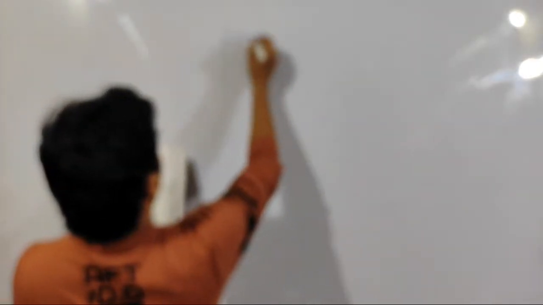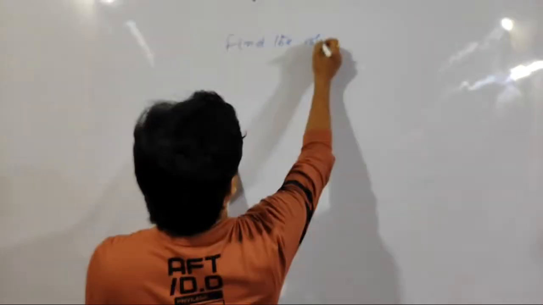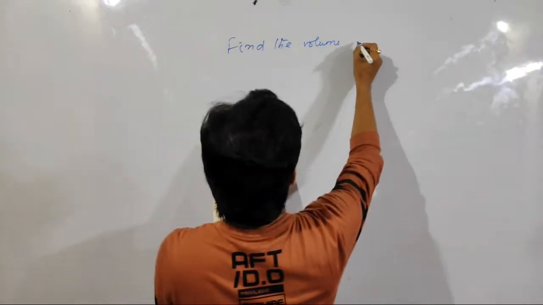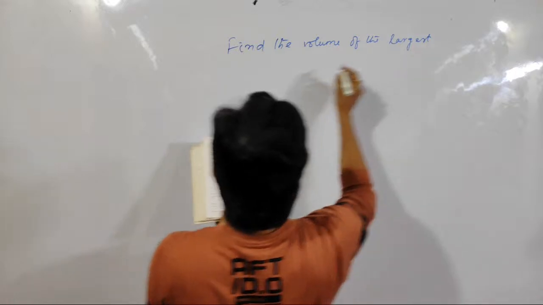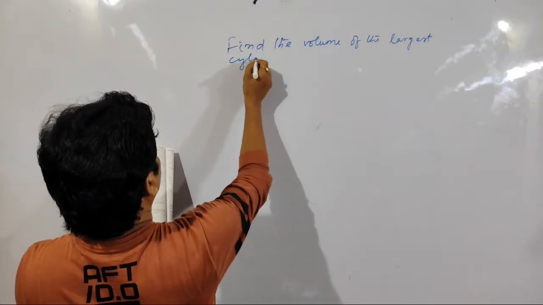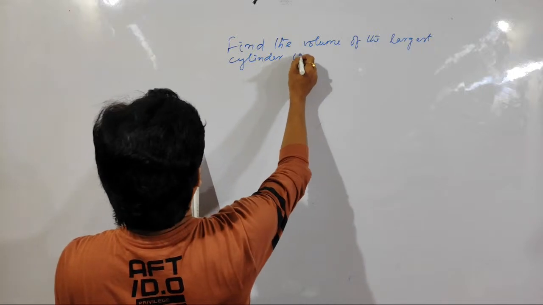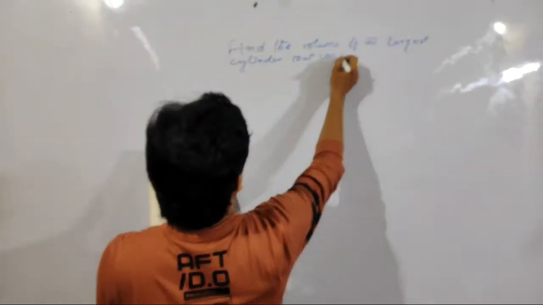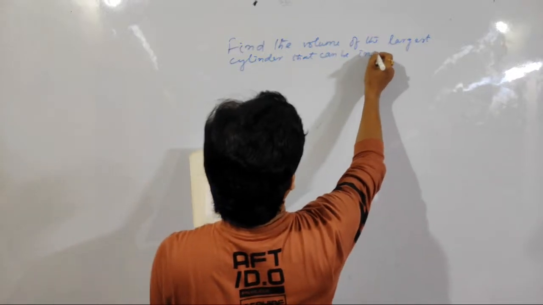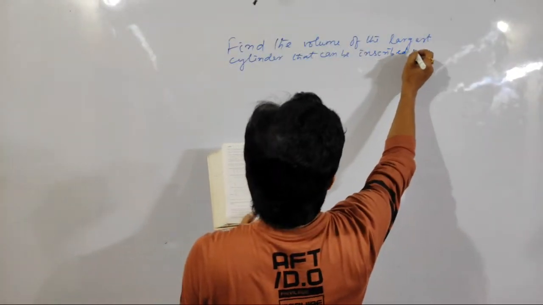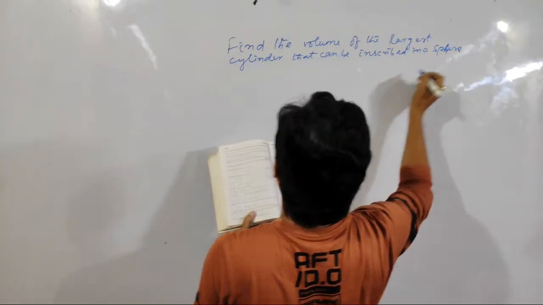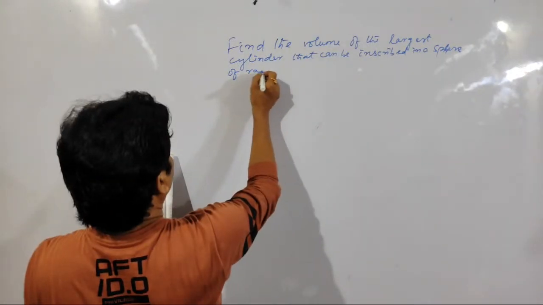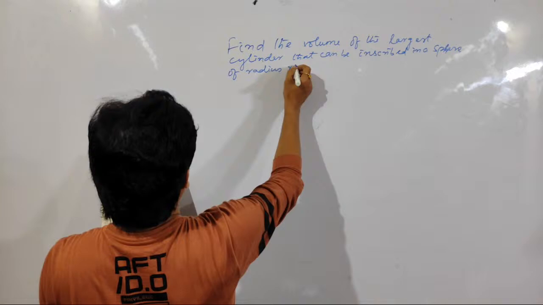See here. Find the volume of the largest cylinder that can be inscribed in a sphere of radius r centimeter.